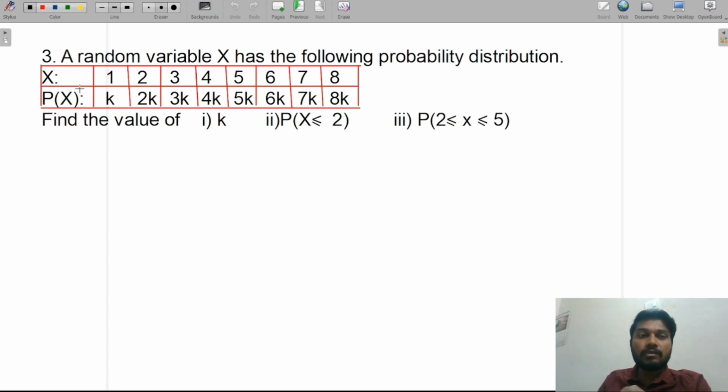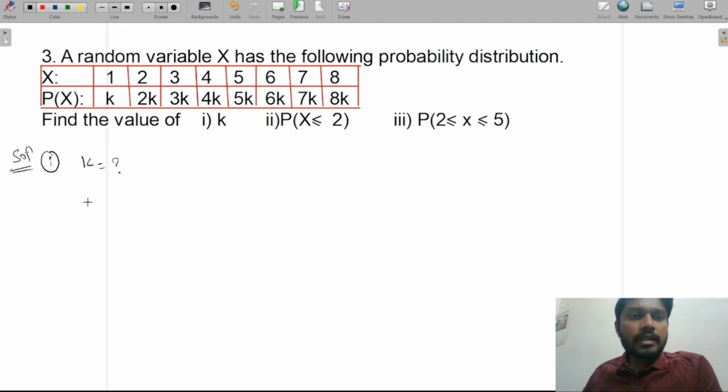So now he wants to find the k value, p of x less than or equal to 2, and p of 2 less than or equal to x less than or equal to 5. Okay. Now we'll go to the solution. Right. So what is asked in the first question? Find the value of k.